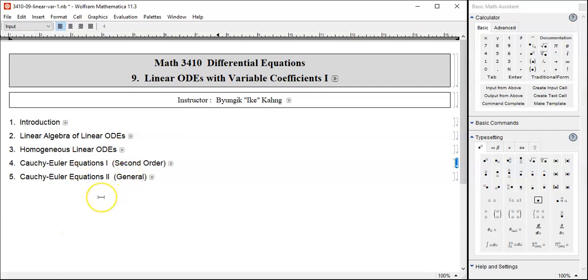Section 5 is going to be some higher order Cauchy-Euler equations, and I'll leave most of those problems as exercise problems for each student. We're going to concentrate upon completing section 3, the proof of that general solutions theorem.